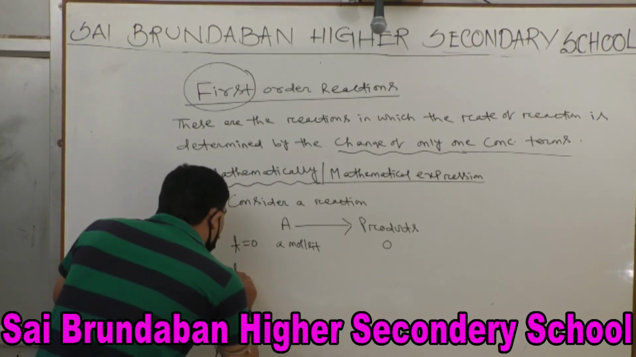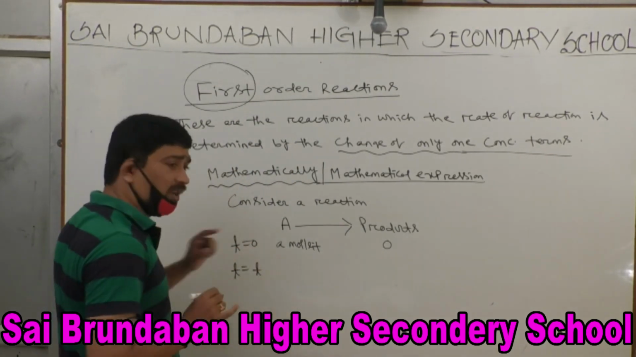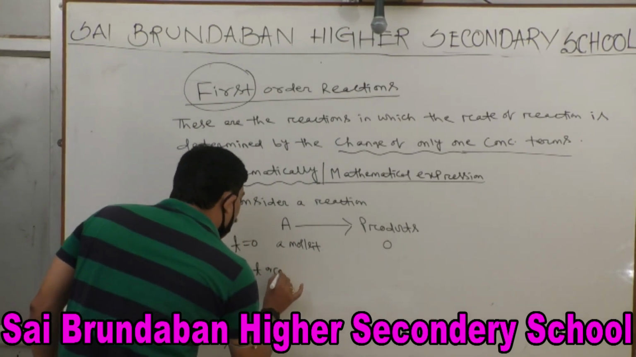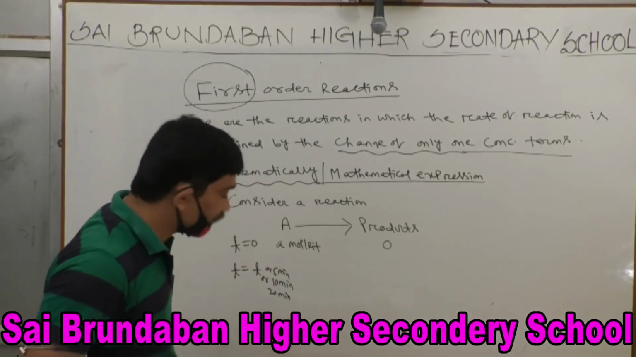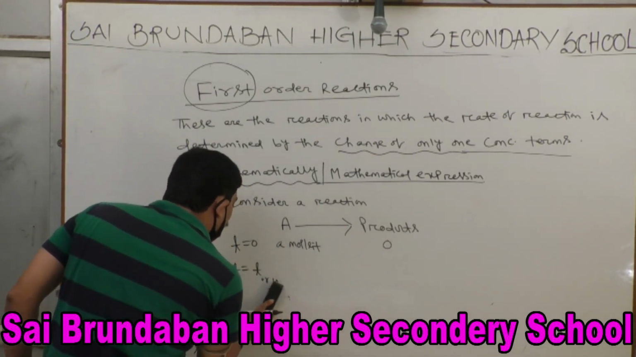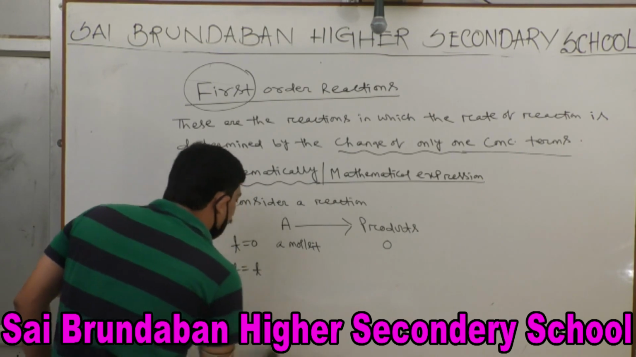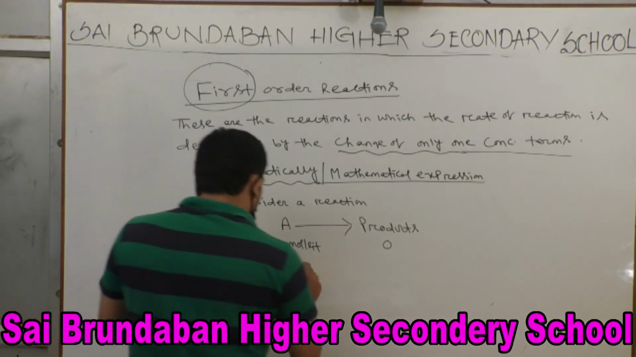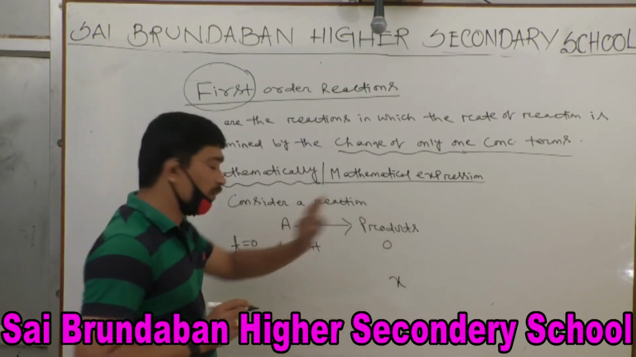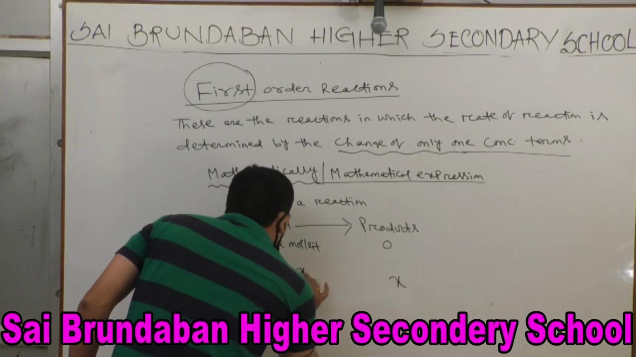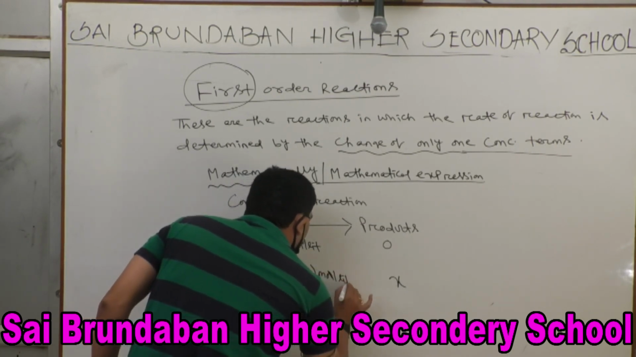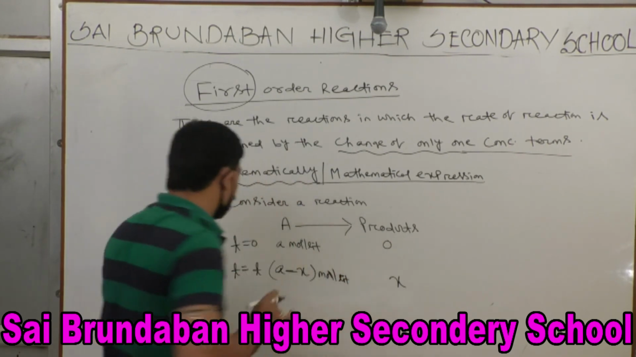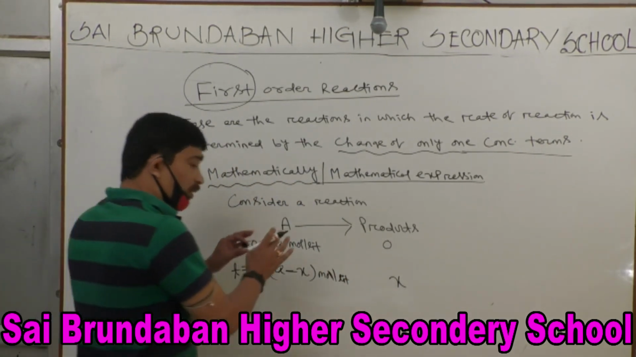But after some time, t equal to t, we may put t as 5 minutes or 10 minutes or 20 minutes, etc. So when t equal to t, suppose x amount of product is formed. So what is the remaining concentration? A minus x moles per liter.